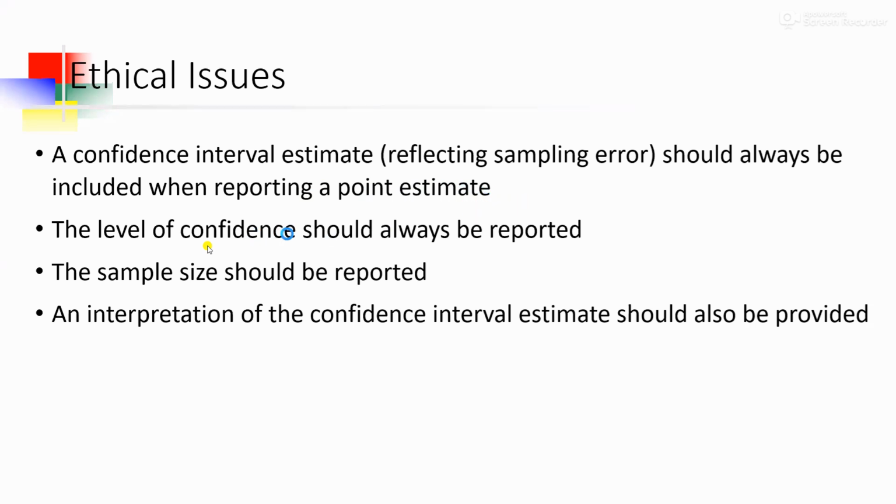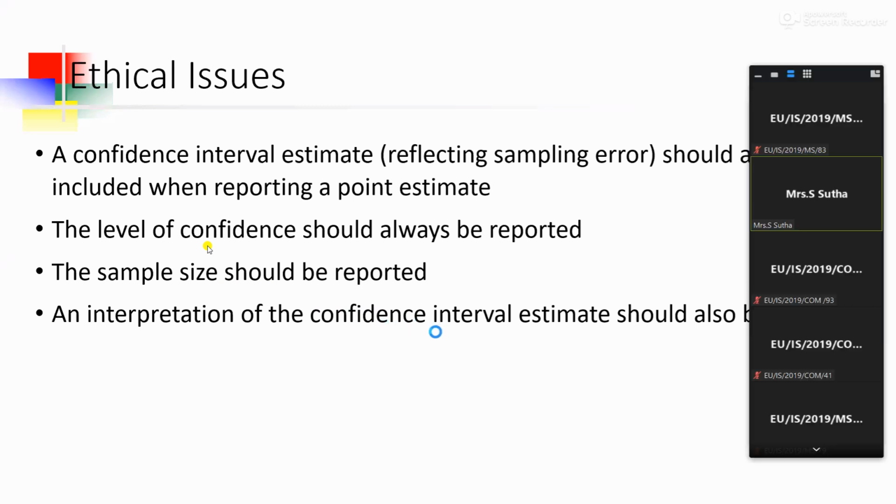Then the level of confidence you used should always be reported, whether it is 95% or 99% or 90%. And then what is the sample size we considered? That also we have to report. And the interpretation of the confidence interval estimate also you have to report, right? So these four things, when we are dealing with our research studies, we have to consider, okay?